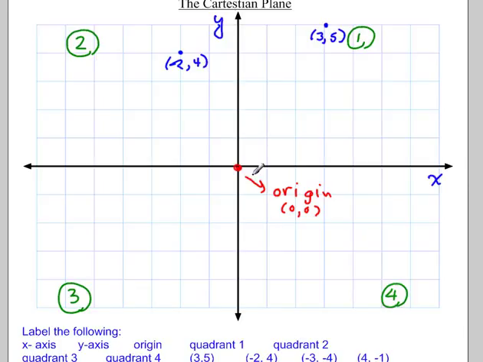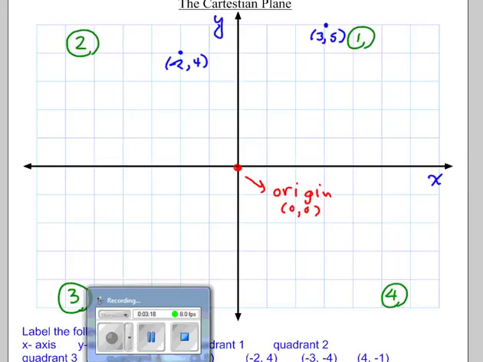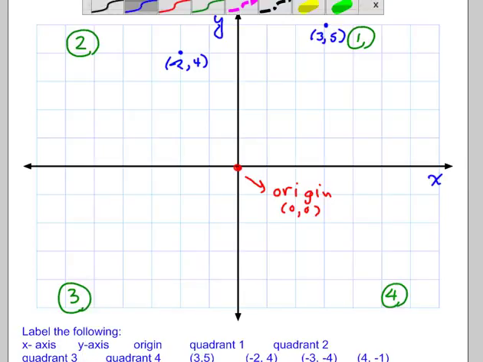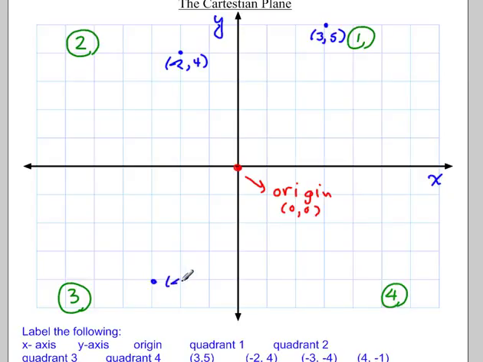-2, 4. Finally, -3, -4. We're going to move left 3 units, down 4 units. You're going to end up there at -3, -4. And last but not least, 4, -1. You're going to move to the right 4 units, and you're going to move down 1 unit. And that's the point 4, -1.